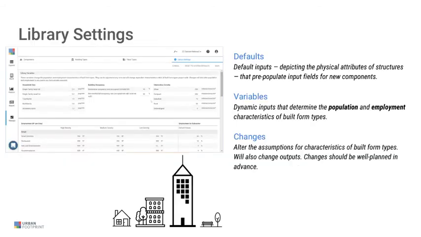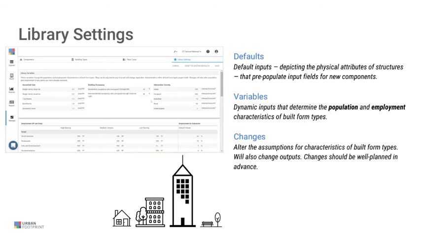One last element of understanding that you'll want to have is a look at the library settings. So when you are working in the built form library, you have access to an understanding of all the different characteristics that go into the types that you are evaluating. So there's some default inputs. Those are things that, as the name would imply, are just a part of the physical attributes of the structure that are pre-populated for you. Variables are dynamic inputs like population and employment.